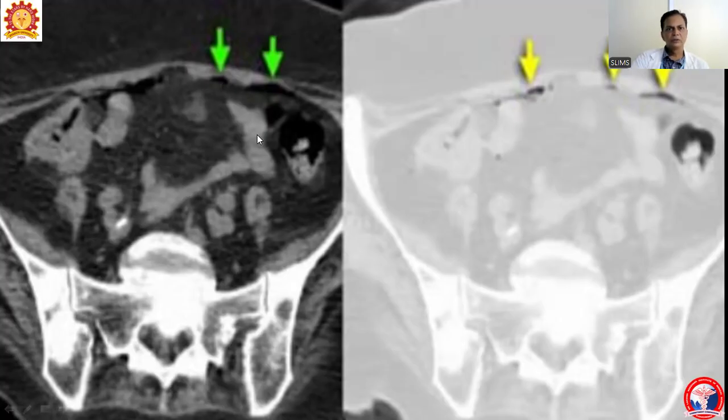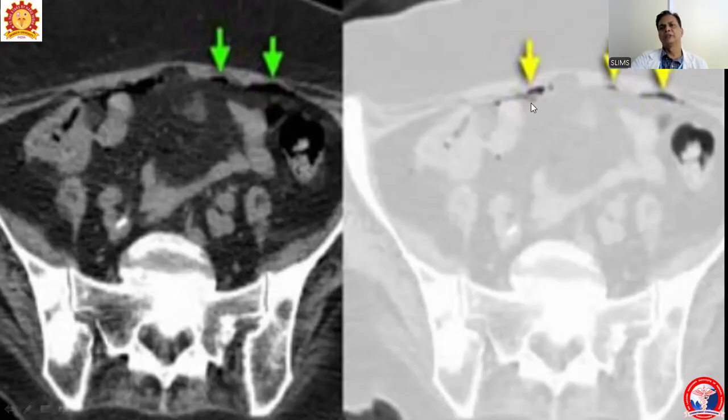Here we are seeing free air. Free air is better seen on a wide window, like a bone window or a lung window. Free air is separate from intraluminal air. Intraluminal air is within the lumen with a thin wall. We can make it out by the pattern of it.